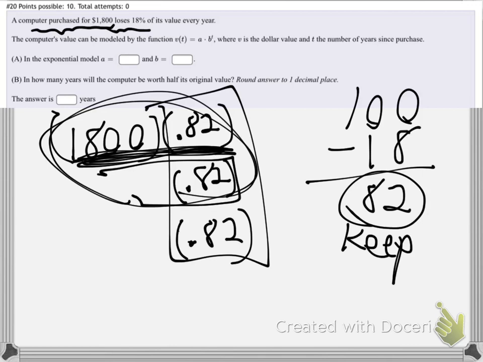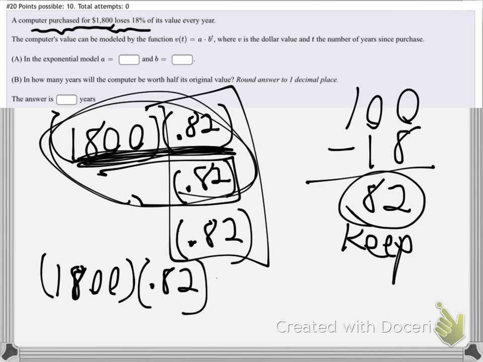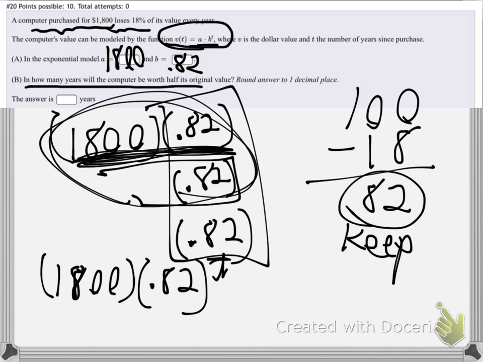So if we were to put this in exponential form, this is 1,800 times a bunch of 0.82s, or 0.82 to the t power, where t is the number of years. They're saying put it in the form a times b to the t, so a is our starting point, and b is the 82% that we're left with every year. And then they're asking, in how many years will the thing be worth half of its original value?